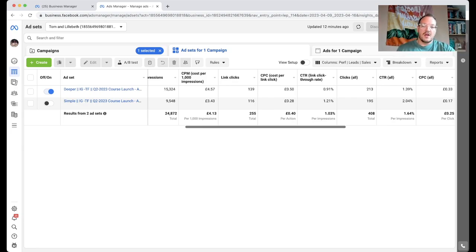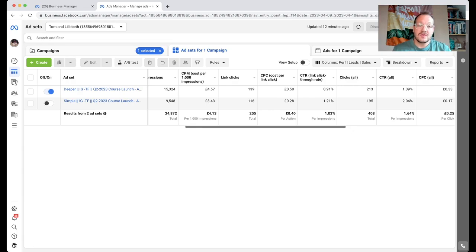So 1.39 on the CTR all, it's a little bit lower than I'd like it to be. I'd like it to be 2 or above ideally, but like I said, the people coming through and actually filling in the Typeform were high quality, so I'm happy spending this because they were signing up, they were getting themselves started. Moving into the clicks all, we're not too focused on this one.